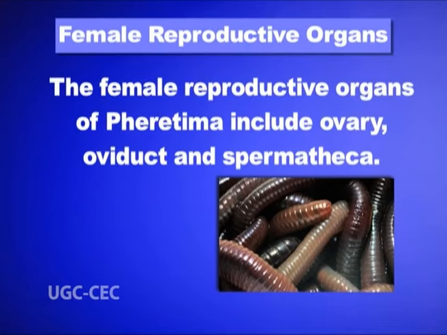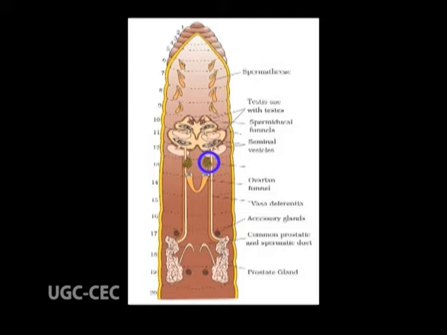The female reproductive organs of Pheretima include the ovary, oviduct and spermatheca. Ovary. A pair of ovaries lies ventrally in the 13th segment, one on either side of the ventral nerve cord. Each ovary is attached to the posterior face of the intersegmental septum between the 12th and 13th segments.